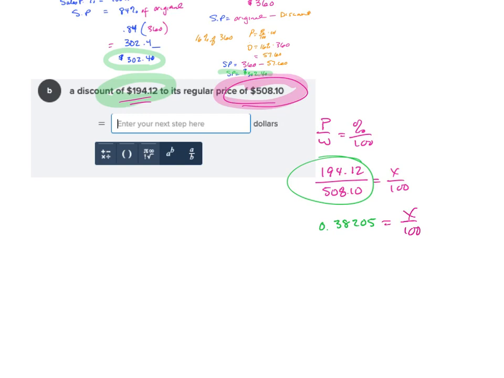So to solve for this, I'm going to multiply both sides times 100. And when I do that, I'm going to get that my solution here is 38.205, which is x, which remember this x is the percent. So that means I got a 38% discount.